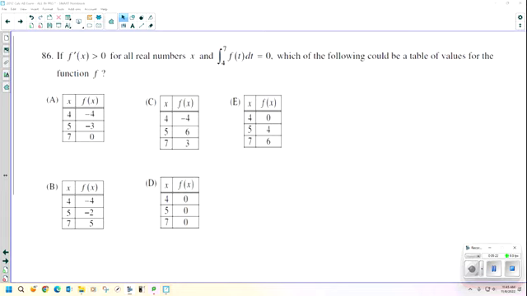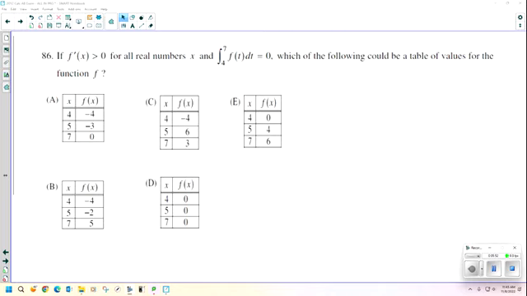Problem 86. Oh, it's my lucky day. Tables. I mean, guys, I can't stress how much I love tables and charts and graphs. So 86 reads, if f prime of x is greater than 0 for all real numbers of x, and the integration of f of t dt from 4 to 7 is 0, which of the following could be a table of values for the function of f?